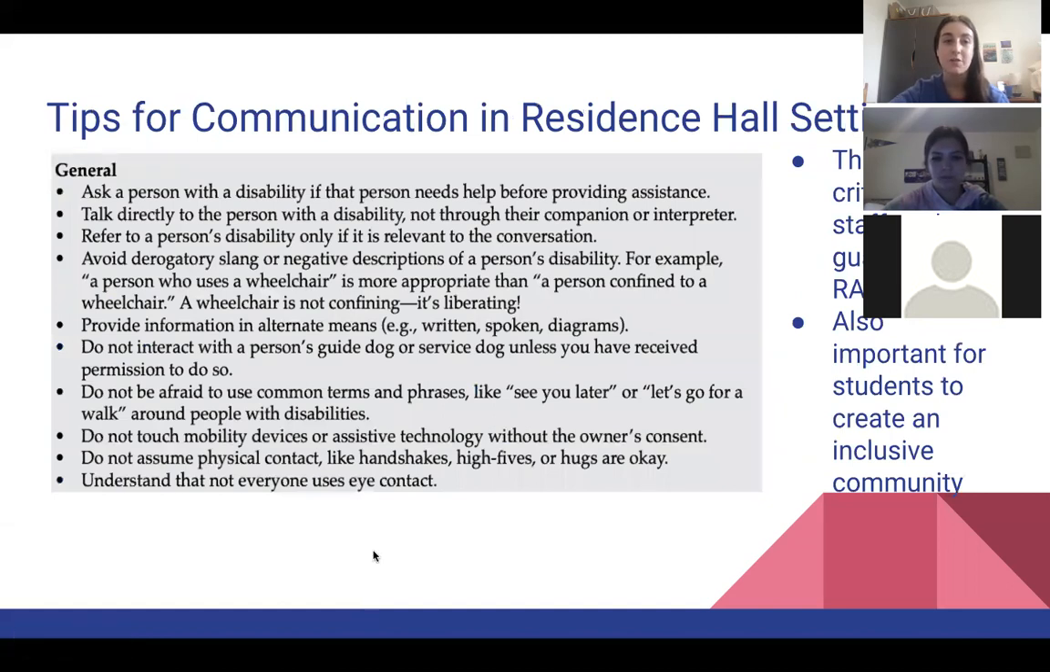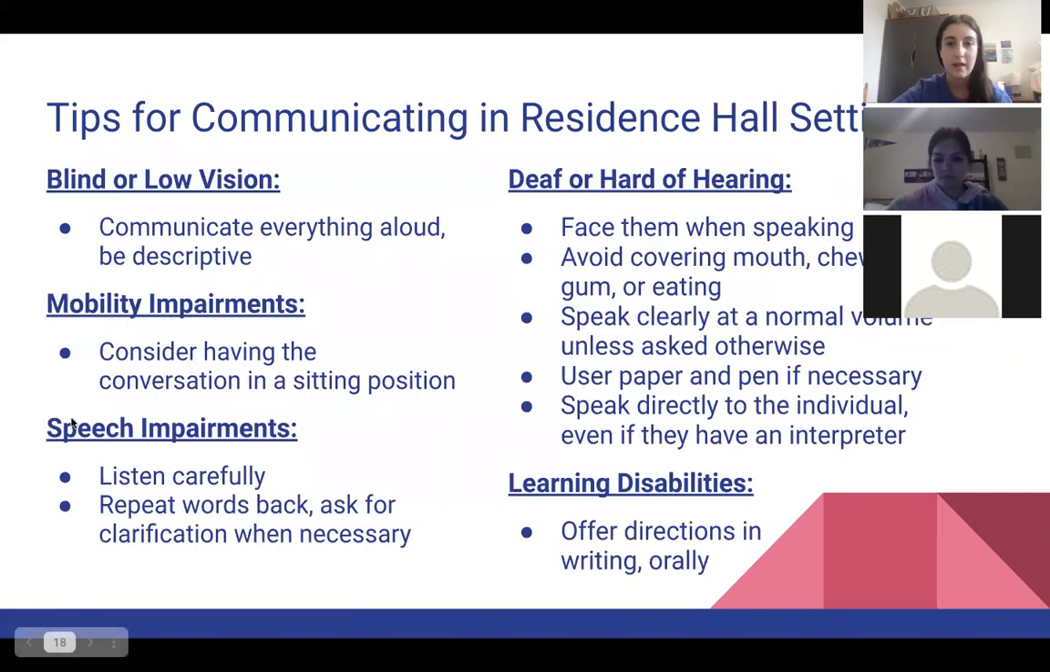We also wanted to touch briefly on tips for communication in a residence hall setting. As Martyrs is a Fordham residence hall, it's important to make sure everyone feels welcome and is communicated well with, considering it is their home their first year on Fordham's campus. And we thought these tips are critical for staff, such as guards and RAs, as well as other students, just to create a more inclusive community where everyone can feel really appreciated and accepted here at Fordham. And then we have a few more.